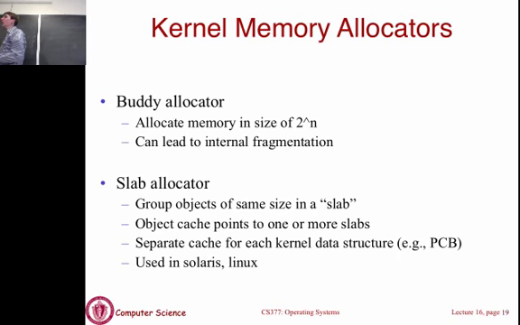And with this approach, we're not going to have external fragmentation at all because we can always just allocate another power of 2 block. So that's the buddy allocator. The other type of allocator I want to mention is what's called a slab allocator.